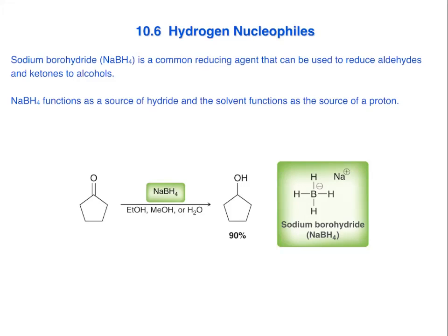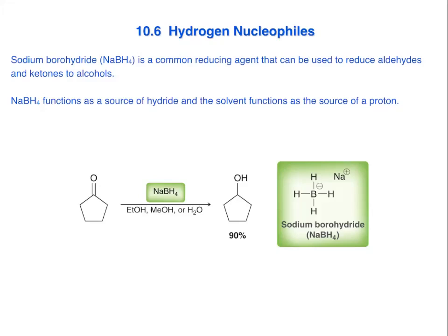In this video, we're going to cover section 10.6 on hydrogen nucleophiles. We're going to be using two hydrogen nucleophiles to carry out nucleophilic addition reactions on carbonyl-containing compounds. One of the most common reducing agents is sodium borohydride, with the molecular formula NaBH4, and it can be used to reduce aldehydes and ketones to alcohols.